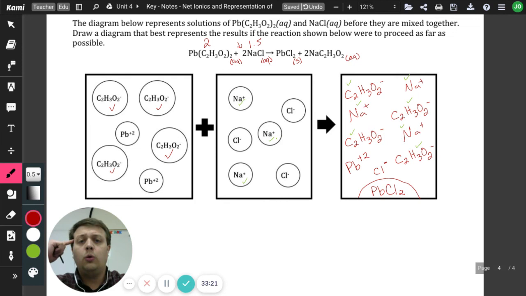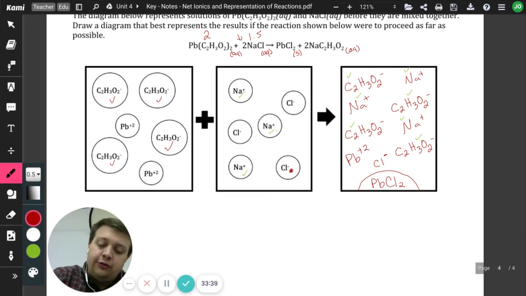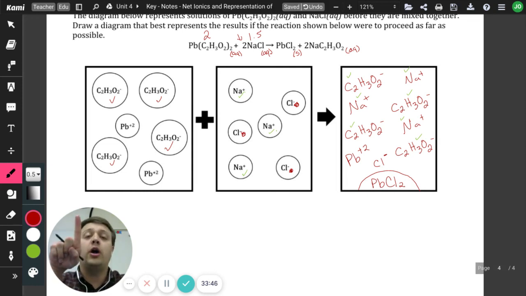So what I know is that my sodium ions were spectator ions. So I'm going to need all 3 of those to be put in there. The chlorine ions were used to create that lead chloride, right? But lead chloride is PbCl2. I only started with 1, 2, 3 chlorine, right? So when I made that PbCl2, I could only make 1 of those. And since I could only make 1, the extra needed to be in the beaker. And so that's what I see right here.